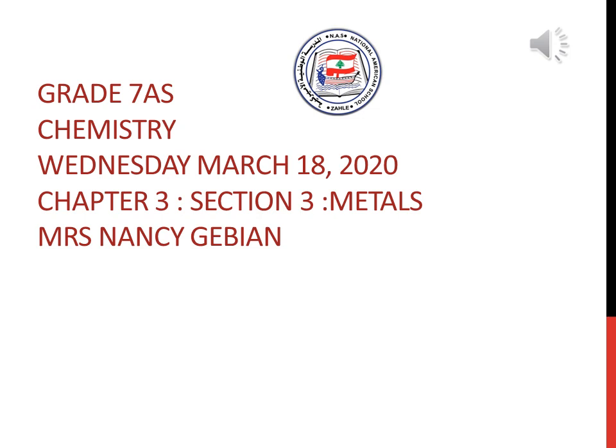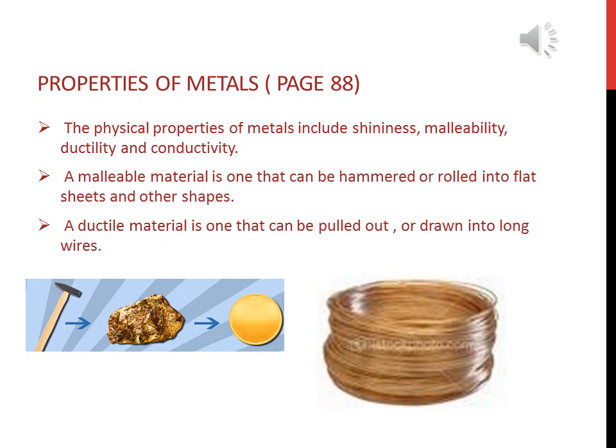Today I'm going to explain a new section in chapter 3, section 3, metals. The objectives of this section are to list the physical properties of metals and explain how the reactivity of metals changes across the periodic table. So, open your books to page 88 to start with the properties of metals.